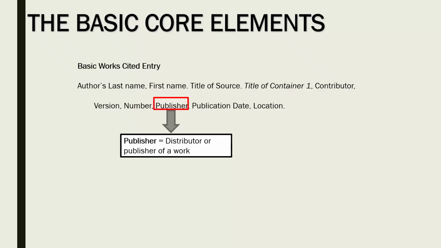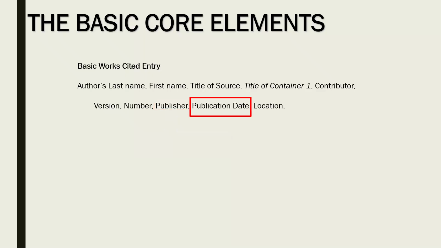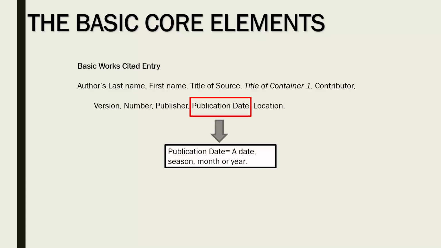In MLA style, the publication date is the 8th element. It is formatted using the day, month, and year order. For example, 15 Aug. 2026. Always abbreviate months longer than 4 letters. For example, January would be Jan., February would be Feb., and follow the date with a comma.